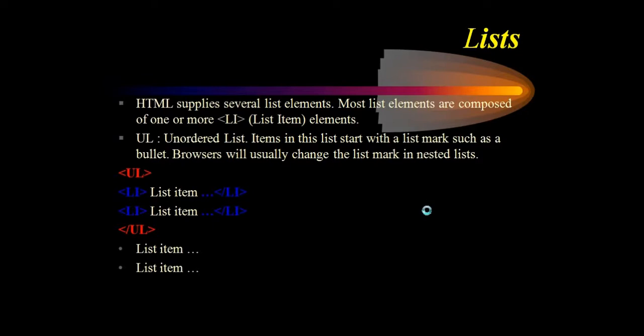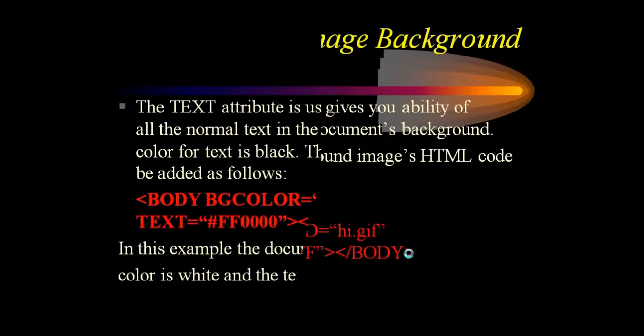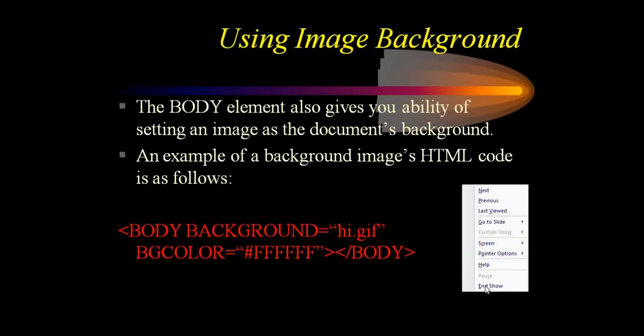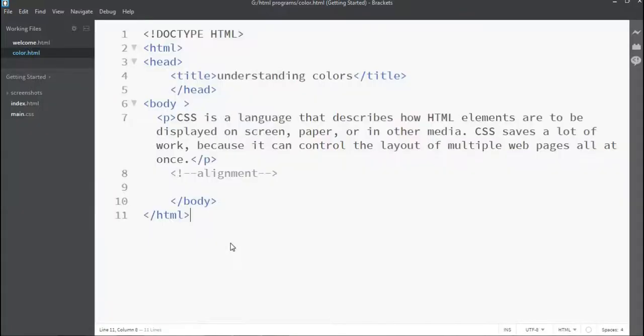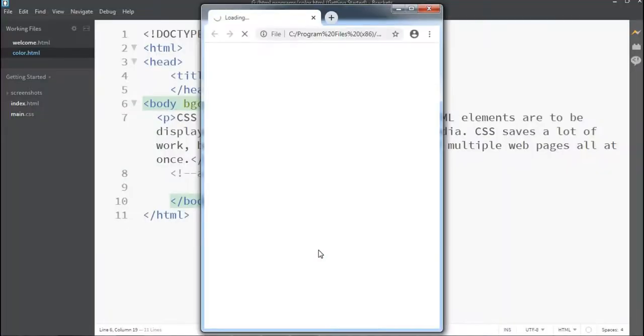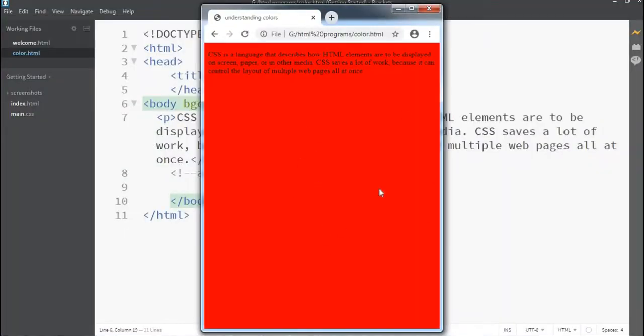Next, before discussing lists, let's see the examples. Let's understand the practical of backgrounds. Okay, text formatting we have done. Now let's see the working of colors. See, if you want to set the color of the body, just simply write BG color. I want to set it red. Simply try to run it. It will change the color to red.